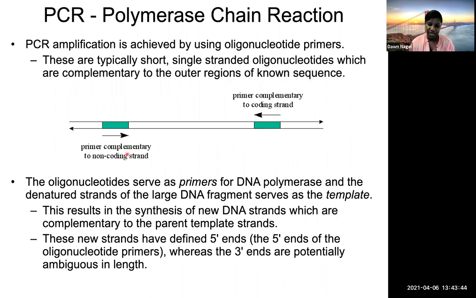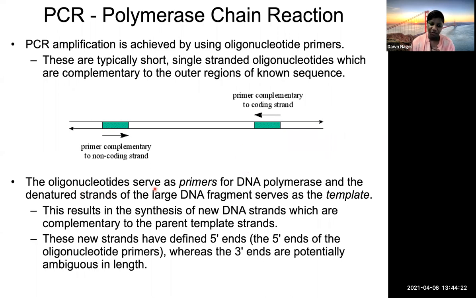So you have a piece of DNA that you want to clone. In order to perform a PCR amplification, you need to have oligonucleotide primers. These primers are short and single-stranded. They're referred to as oligonucleotides because, again, they're short single-stranded pieces of DNA. And they're usually complementary to the regions you want to amplify, right? So the outer regions of the known sequence. You need two of them because you need to know where to start and where to stop, okay?